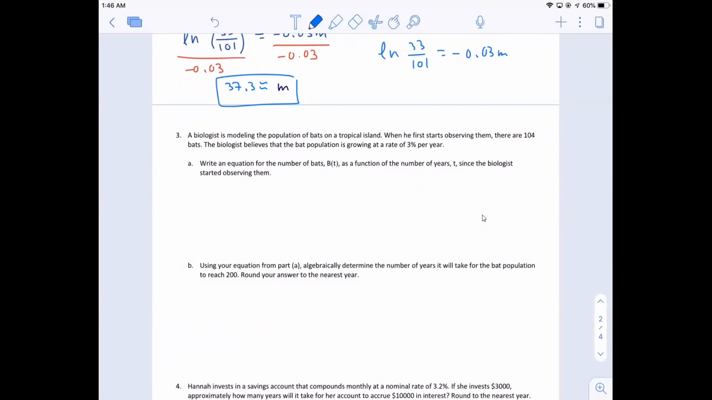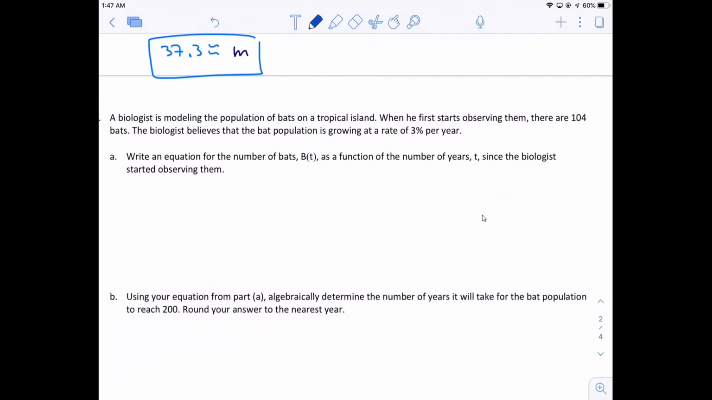Right, so next problem. A biologist is modeling the population of bats on a tropical island. When he first starts observing them, there are 104 bats. The biologist believes the bat population is growing at a rate of 3% per year. Write an equation for the number of bats b of t as a function of the number of years t since the biologist started observing them.